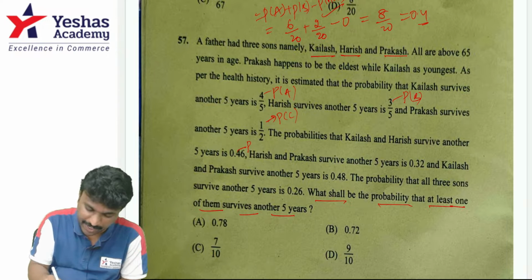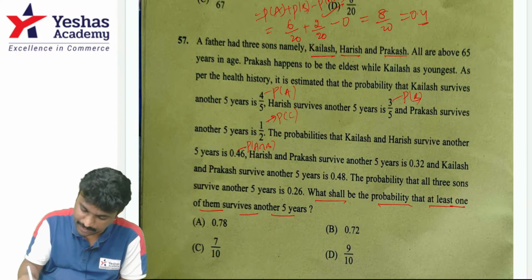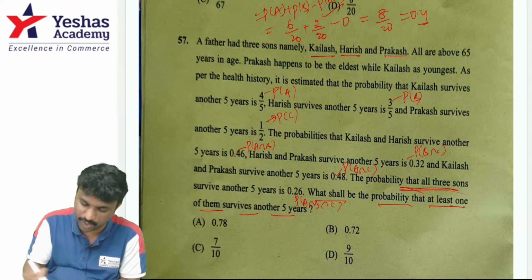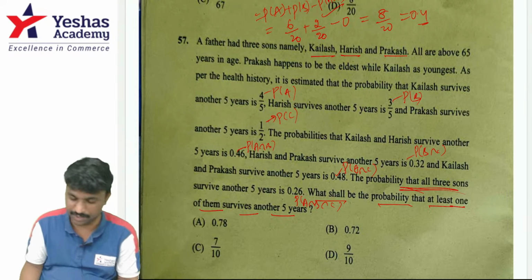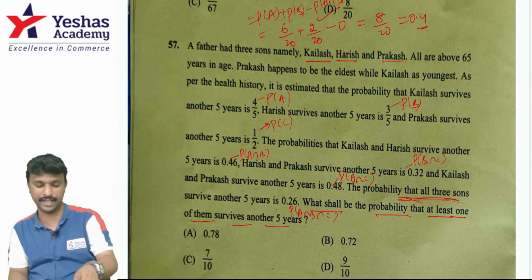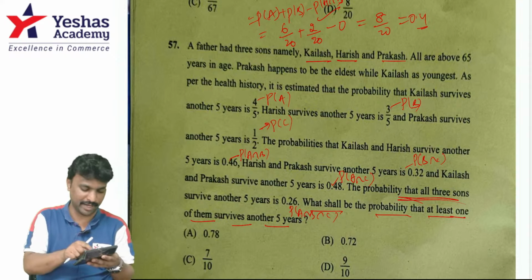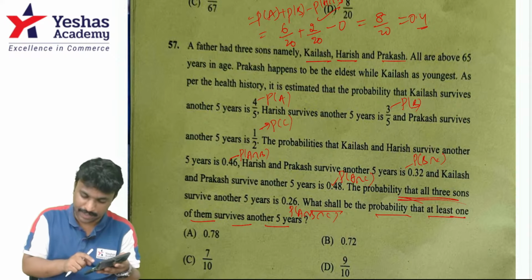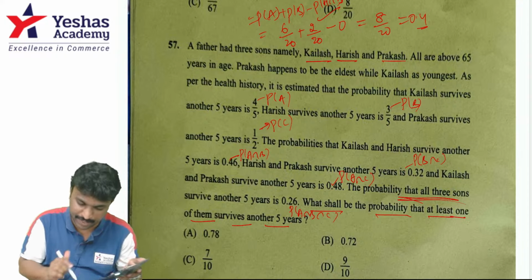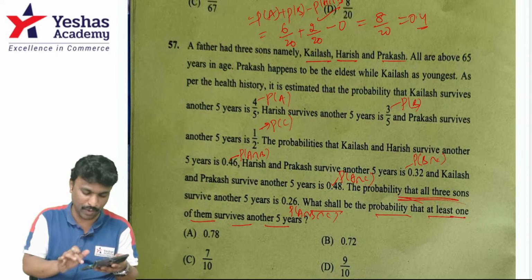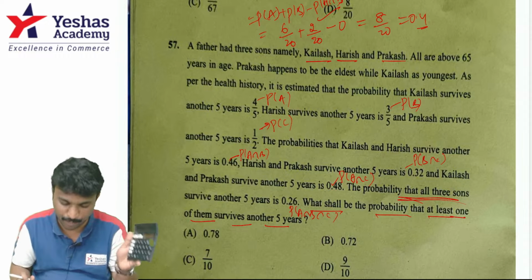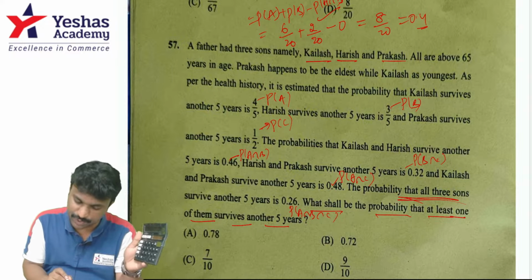These are A intersection B. This is B intersection C. This is A intersection C, and this is P of A intersection B intersection C. That means all of them surviving for another 3 years. So you know the formula. The first three things we have to add. That means 4 divided by 5 plus 3 divided by 5 plus 1 divided by 2, and you get 1.9. And the next three things we have to subtract.